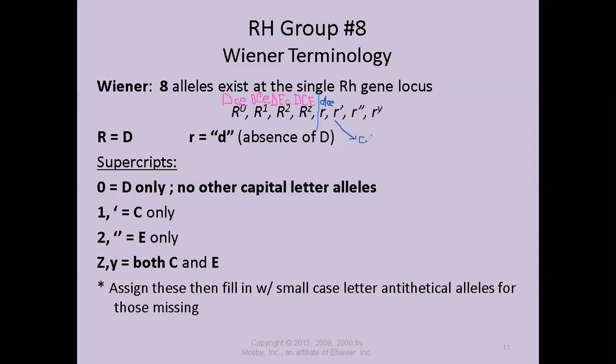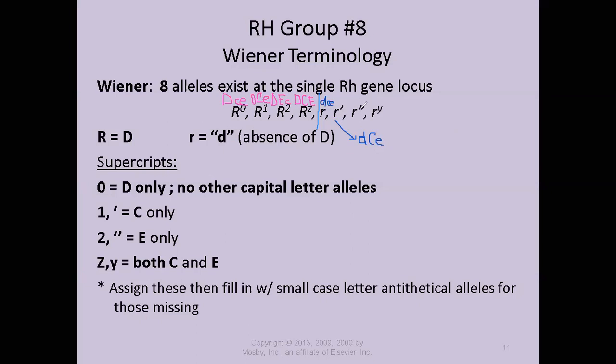Okay, so we're going to start off with little d. Now we have an R1 prime. Which letter comes first in the alphabet, C or E? It's C. So remember, the 1 or the 1 prime means we have a big C, and we fill in with small case e. Okay?